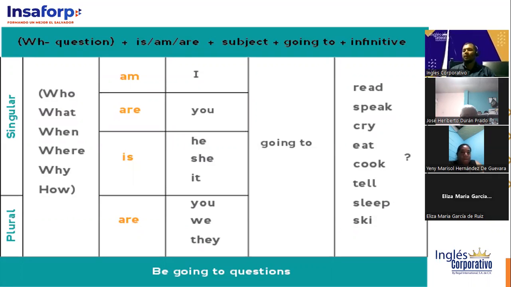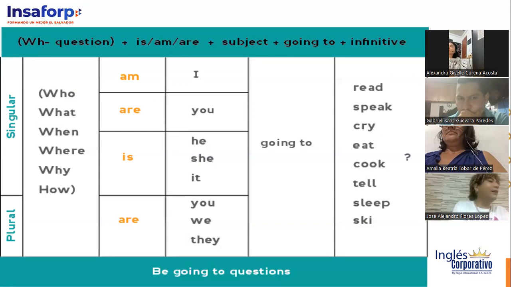Jenny, select one of your classmates. Ask a question. José Heriberto. Okay. Where are you going to go tomorrow morning? I am going to go to my work in the morning. I'm going to go to my job in the morning. Or I'm going to go to work in the morning?